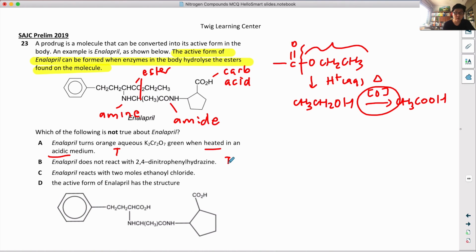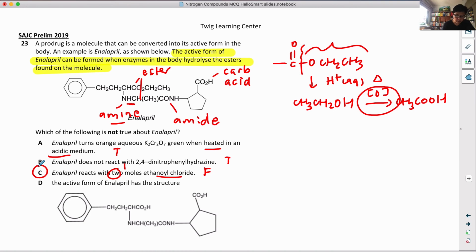It reacts with 2 moles of ethanoyl chloride. Which part of it will react with 2 moles of ethanoyl chloride? In fact, it should only react with 1 mole of ethanoyl chloride. Why? Because there's an amine group. Amine plus acid chloride will give you an amide. The rest doesn't react. Ethanoyl chloride only reacts with alcohols or hydroxy compounds and amines, but there's only one amine over here. So this is false, so this is not true.